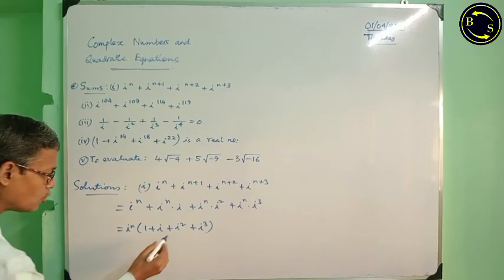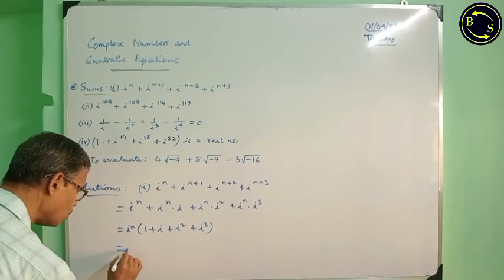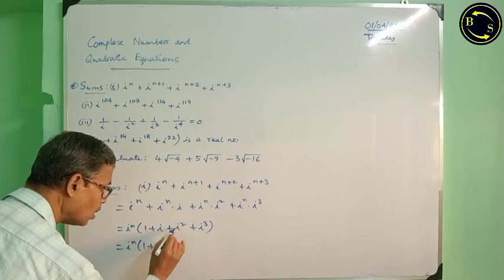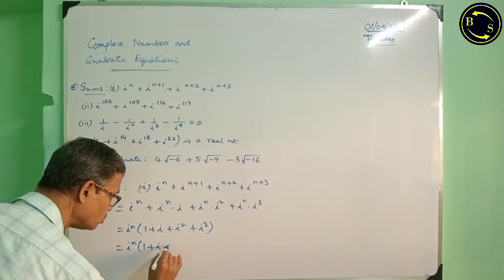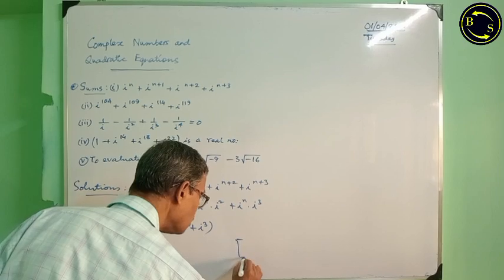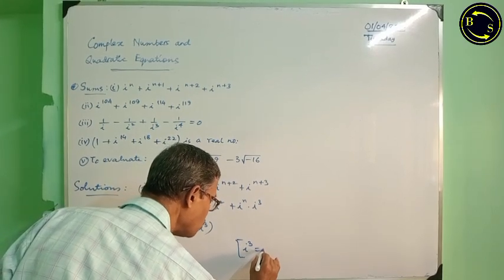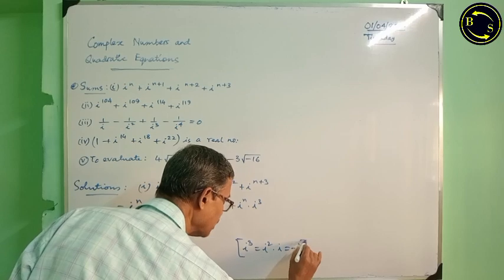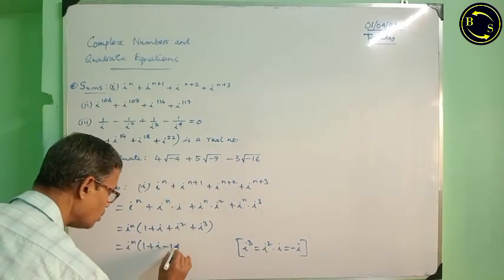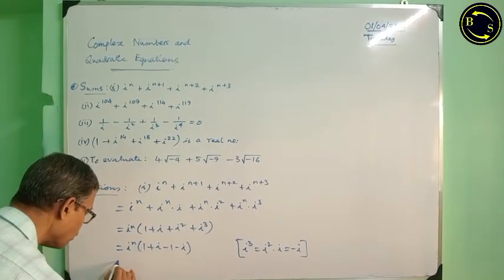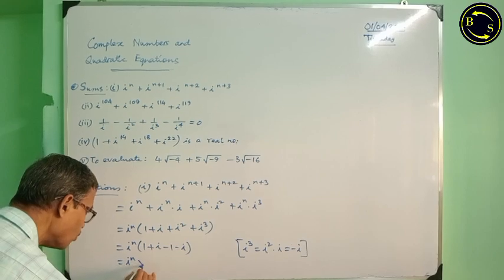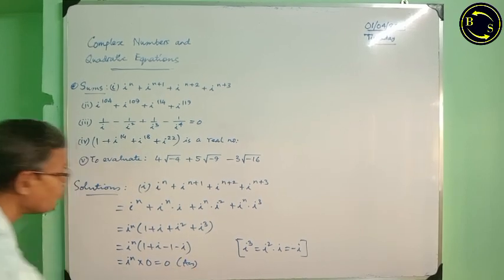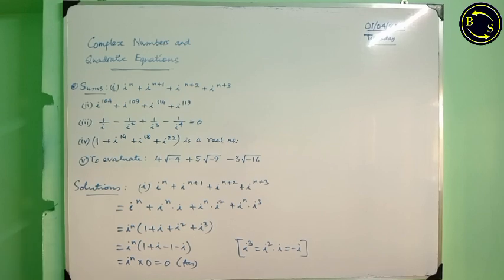Now we shall put the values of i square and i cube. i square is minus 1. i cube is equal to i square into i, that is minus 1 into i, which is minus i. Therefore the value is 0.